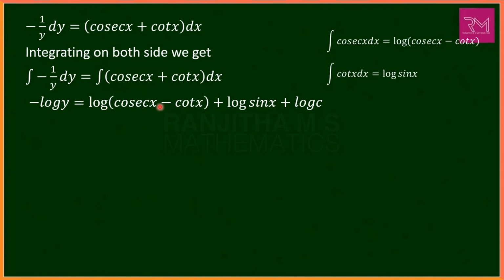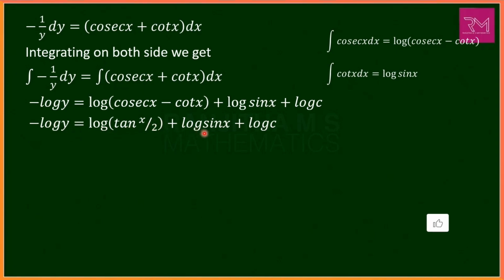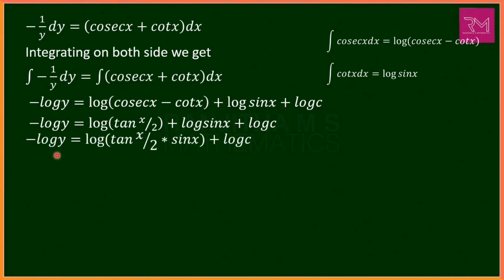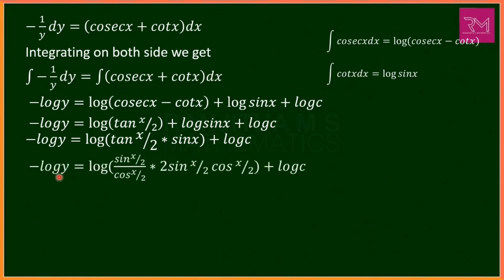As before, log of cosecant x minus cot x we can substitute as log of tan x by 2. So we get minus log y, which is equal to log of tan x by 2 plus log of sin x plus log c. Here next step, we use the log m plus log n formula. We get minus log y, which is equal to log of tan x by 2 into sin x plus log c. As before, substitute tan x by 2 as sin x by 2 by cos x by 2, into 2 sin x by 2 cos x by 2. We get minus log y, which is equal to log of, in place of tan x by 2, sin by cos, into, in place of sin x, the half angle formula 2 sin x by 2 cos x by 2, plus log c, that is the integration constant.